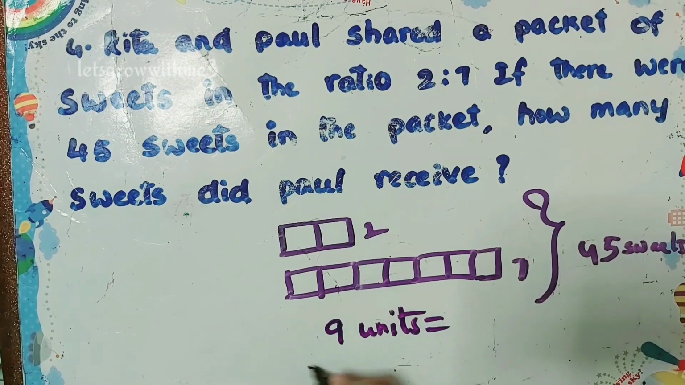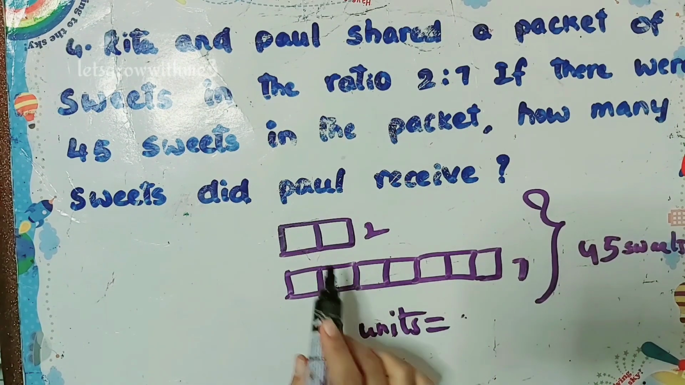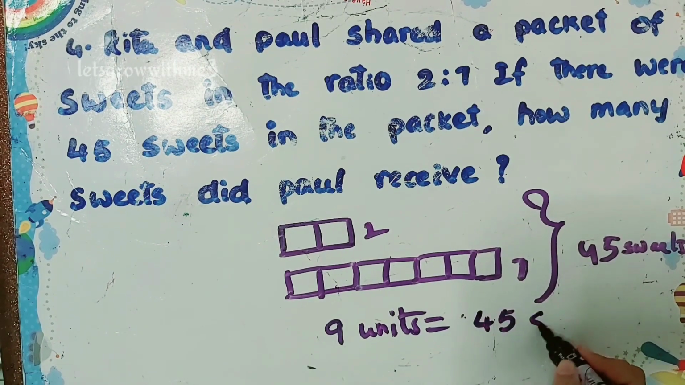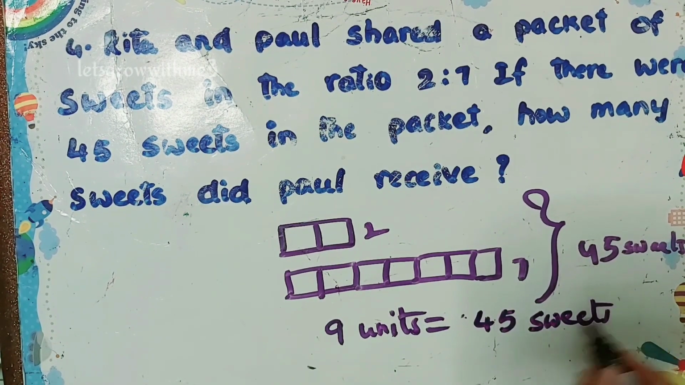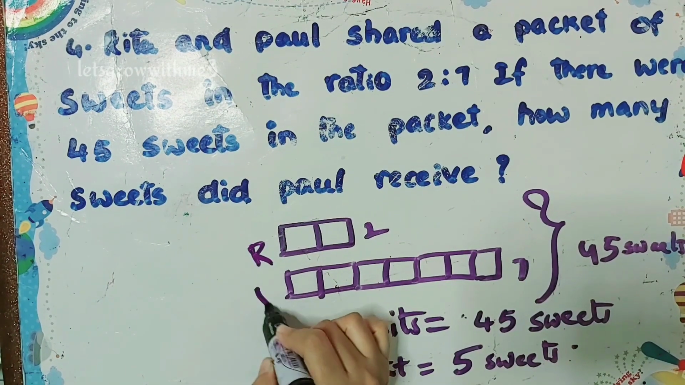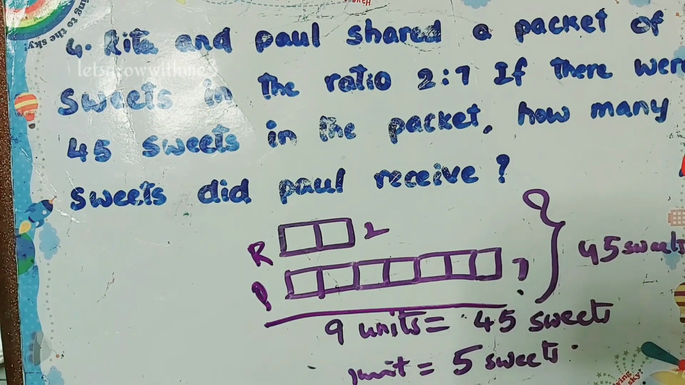So 9 units is equal to 45 sweets, then 1 unit is equal to how much, which is 5 sweets. Okay, so now we got the 1 unit value. Then what he's asking, how many sweets did Paul receive? So here Paul's one is 7 units, right? So 1 unit is equal to 5 sweets, then 7 units is equal to 7 fives are 35 sweets.